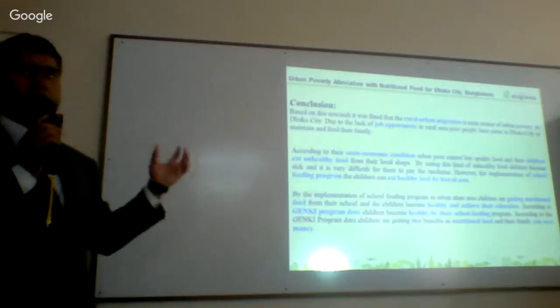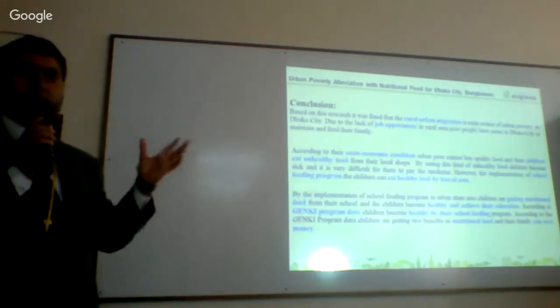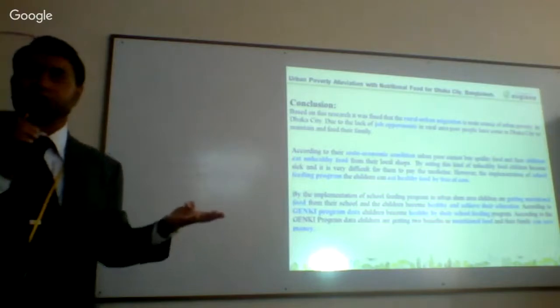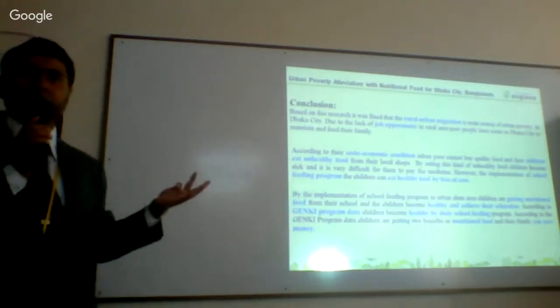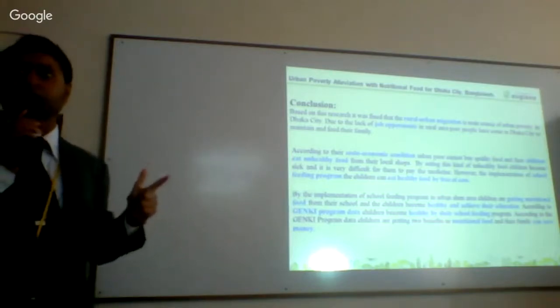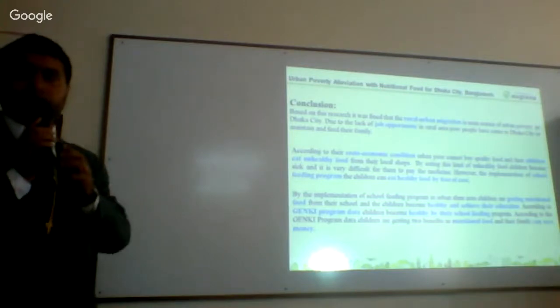So I am going to conclude that the feeding program is very beneficial for them, as a socio-economic status condition and as a health condition. So these are the two big benefits for them from the school feeding program. Thank you very much.